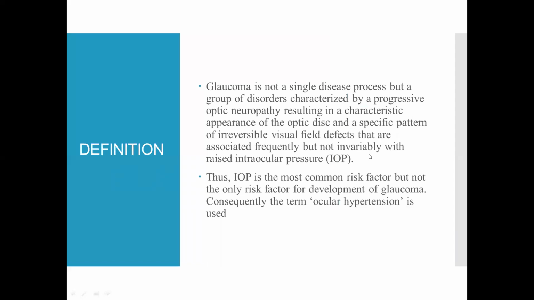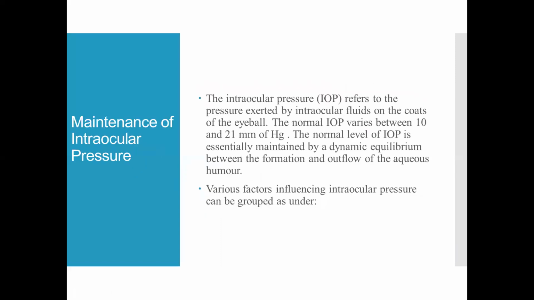So, what we mean is that they're frequently associated with raised intraocular pressure, but there may be some cases in which you have normal intraocular pressure and still have glaucoma. Therefore, intraocular pressure is the most common risk factor, but it's not the only risk factor for development of glaucoma. Consequently, the term ocular hypertension is used.